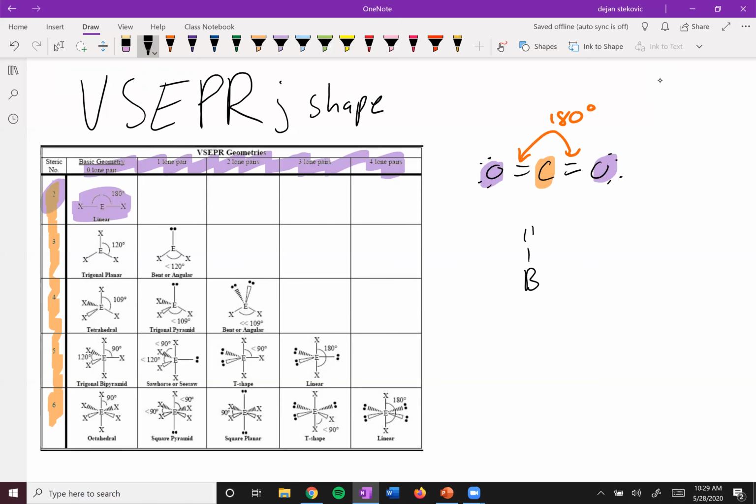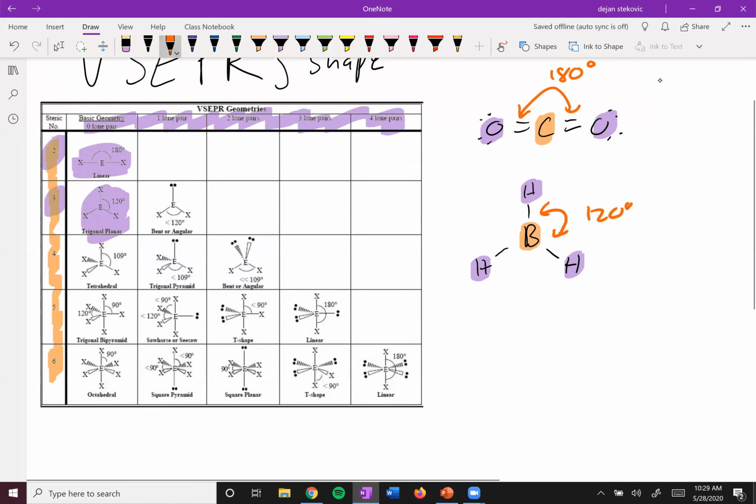Next up, we have BH3. And so here we have a central boron with three things around it, right? Three atoms, no lone pairs. So we find three things, no lone pairs. This is a trigonal planar structure. And so this bond angle is 120 degrees.